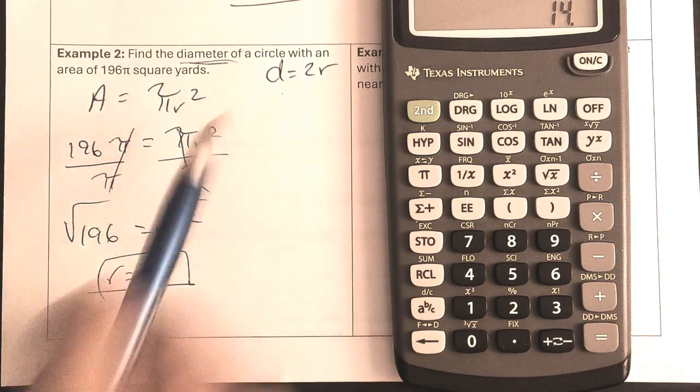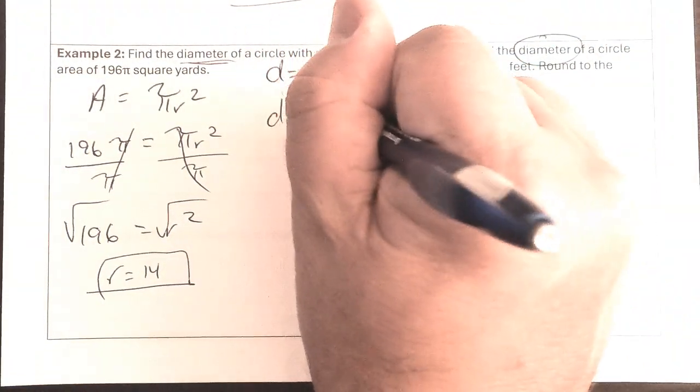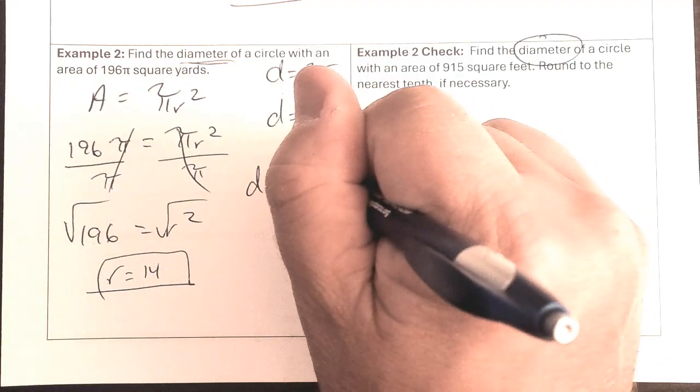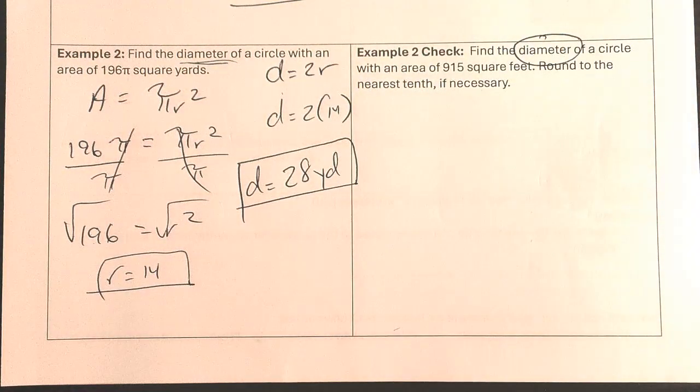So the diameter is 2 of that. So diameter is 2 times 14. So the diameter is 28, and these are yards. Since it was yards squared for the area, that means that the diameter would just be yards.